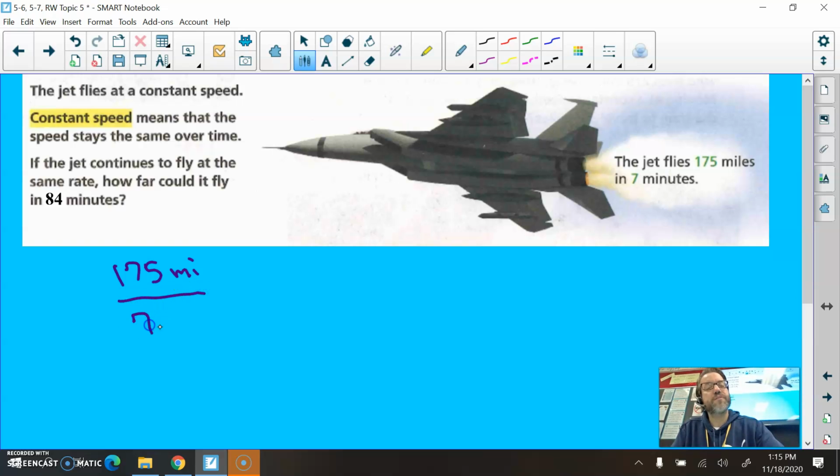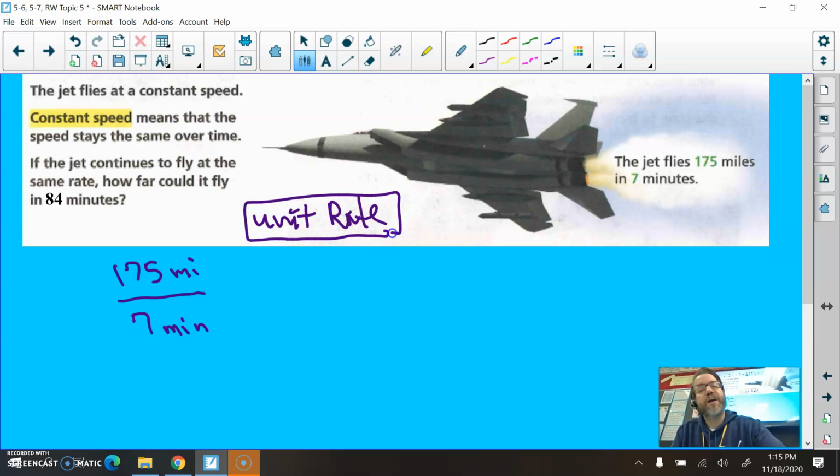in 7 minutes, what we can do is we can find the unit rate. Find out how far it goes in 1 minute. How fast is that jet traveling in its miles per minute? And to do that, we can just divide 175 by 7. Okay? So we can divide by 7 here. We can divide by 7 here. And 7 divided by 7 would be in 1 minute.